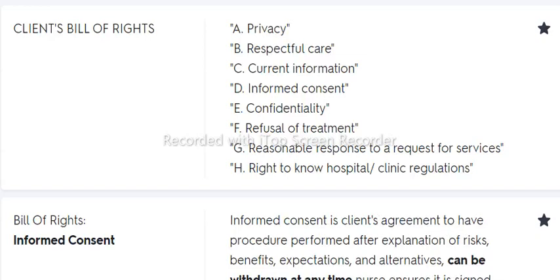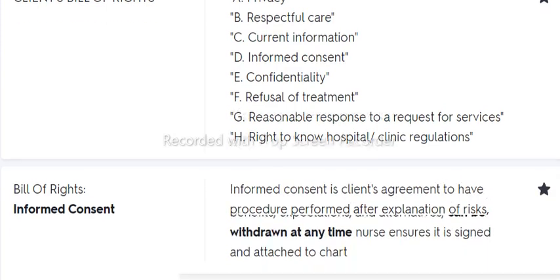C. Current information. D. Informed consent. E. Confidentiality. F. Refusal of treatment. G. Reasonable response to a request for services. H. Right to know hospital/clinic regulations.